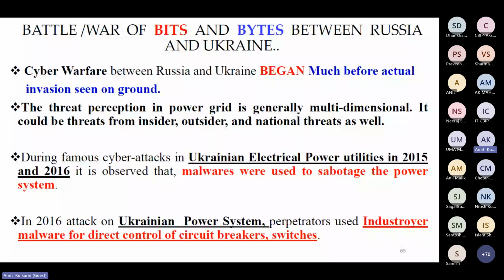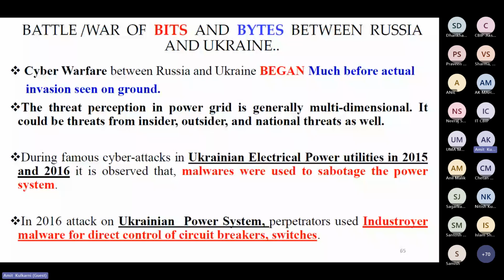Okay, how we'll see it? It has a background of hostility between two nations, Russia and Ukraine. And it is also called a battle or war of bits and bytes, because of the manner in which these codes play their role. Those codes take the form of some malware and affect the systems. So it's bits and bytes which are hitting the system.